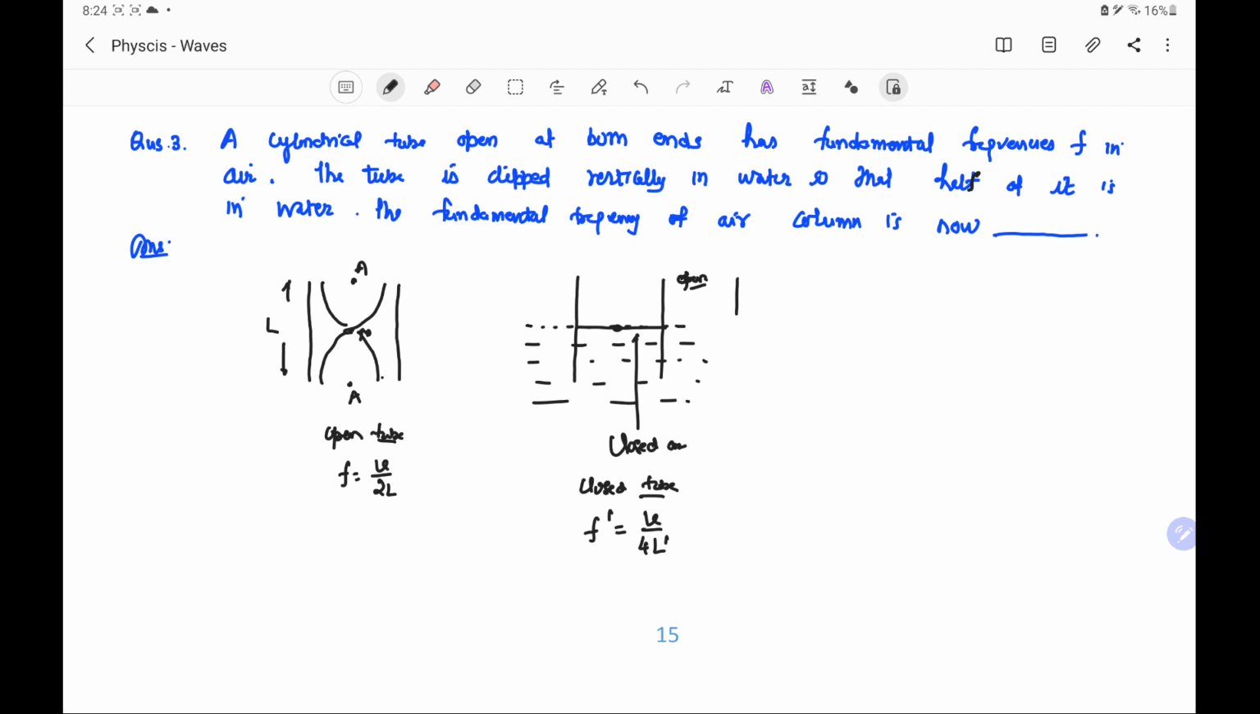Here the length of the tube is now effectively L by 2. So therefore it is V by 4 into L by 2, or we can write it as V by 2L. And V by 2L is the fundamental frequency of the original tube, so we can write it as f. Therefore the frequency of the tube after dipping into the water up to half its length will be equal to the original frequency f. This is the answer.